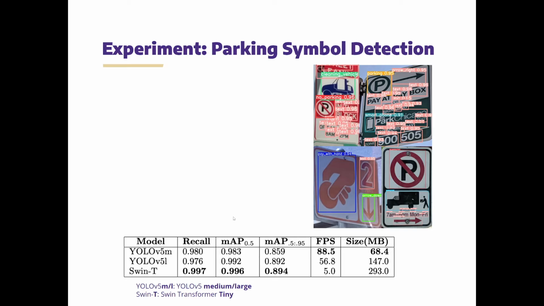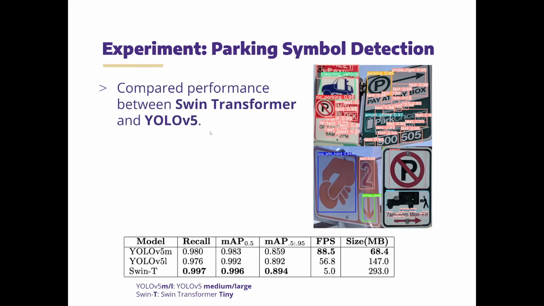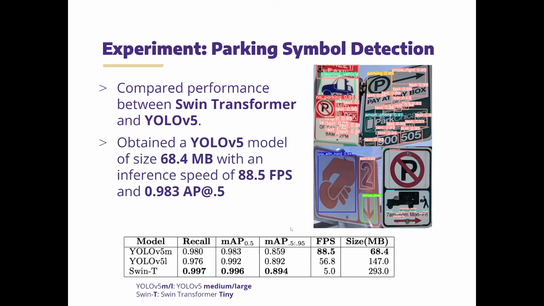For parking symbol detection, we compared Swin Transformer with YOLO v5. And although Swin Transformer is extremely accurate, its processing speed is only 5 frames per second, while YOLO returned 98 to 99% accuracy and performed inference 10 times faster. Therefore, in both sign and symbol detection, we observed that YOLO v5 is very suitable for our task.